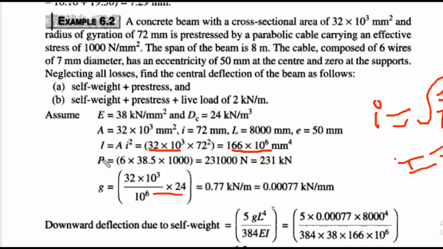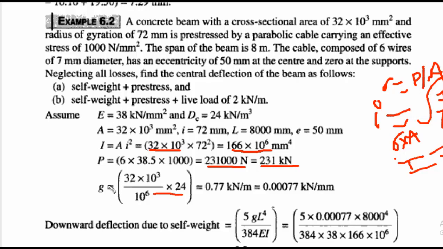Next we have to calculate the pre-stressing force. Again from the same concept, stress equal to pre-stressing force divided by area of the cross section of the beam. From this, pre-stressing force equal to stress into area. The concrete beam has 6 bars of 7 mm diameter, hence 6 into pi by 4 into 7 square into stress developed as 1000 per mm square. By substituting this, we get the pre-stressing force of the concrete beam equal to 231 into 10 to the power of 3 newtons, which is 231 kilonewton. This is the pre-stressing force developing for this particular concrete beam.